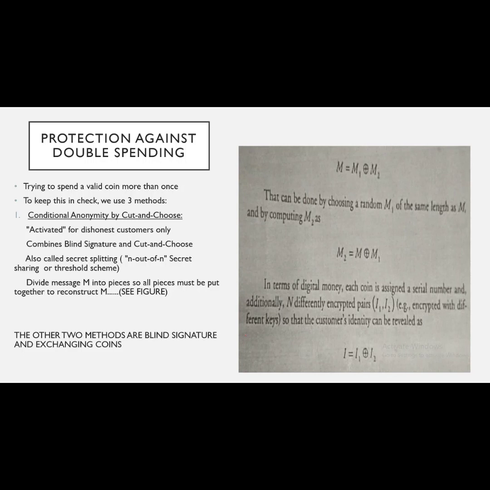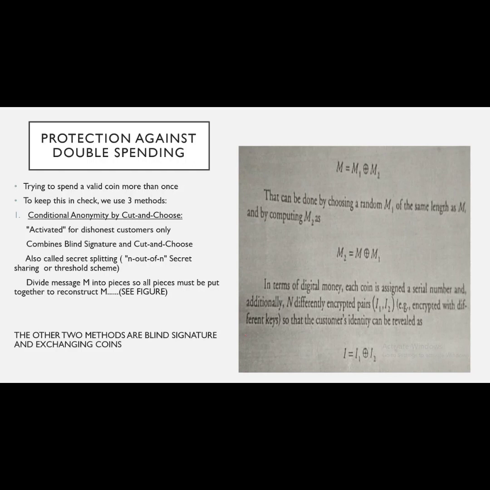We have to prevent this, and there are three methods to prevent this. One is known as conditional anonymity by cut and choose. The second is blind signature, and the third is exchanging coins. So let's move right on to conditional anonymity by cut and choose method.